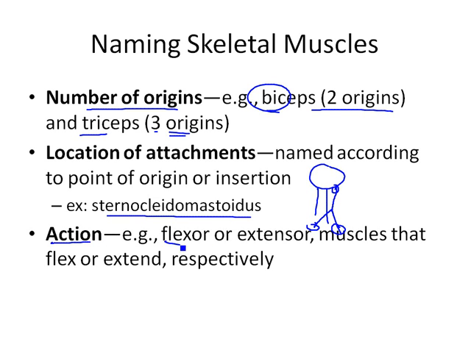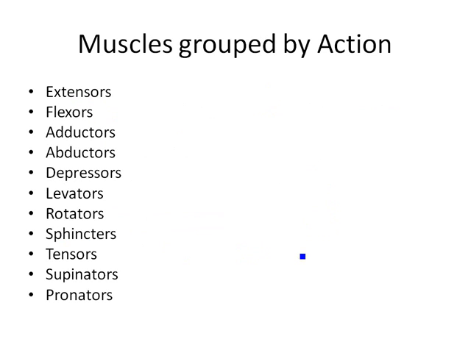Sometimes you name a muscle based on what it does, its action. It may be a flexor, extensor. It could be an adductor. Remember bringing something which way? To the midline. It could be an abductor. Which way? Away from the midline, like you abduct somebody, take them away. It could be a depressor, like lowering my jaw. A levator, raising something.